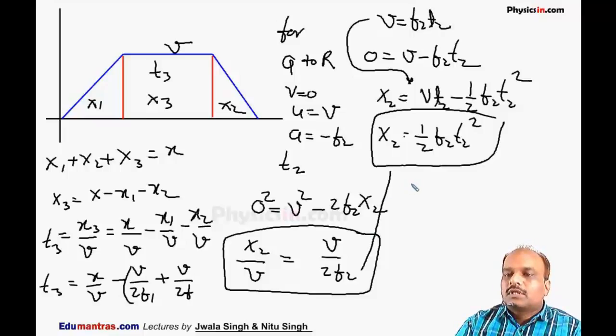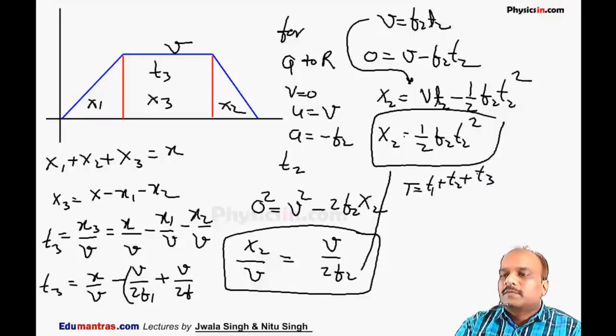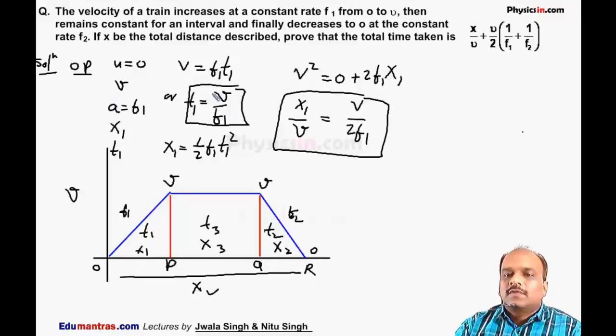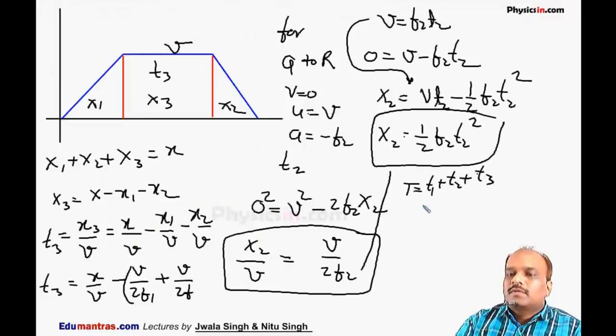Now we can say the total time of journey, that is t, is equal to t1 plus t2 plus t3. Now I know the value of t1 from the previous expression. I can say t1 is equal to v by f1. Similarly, t2 is equal to v by f2.